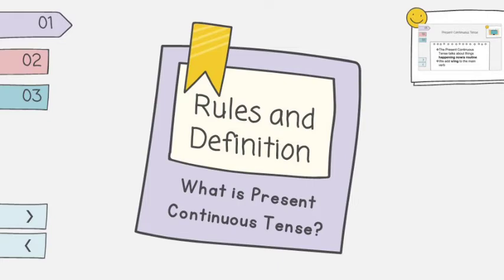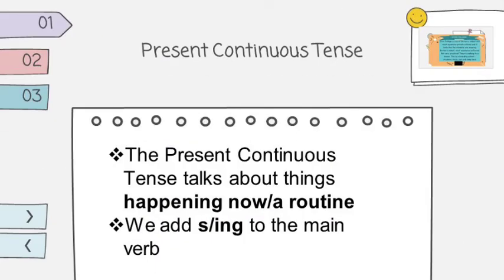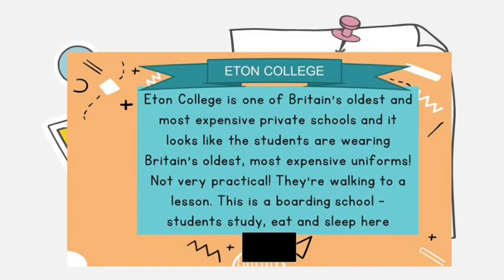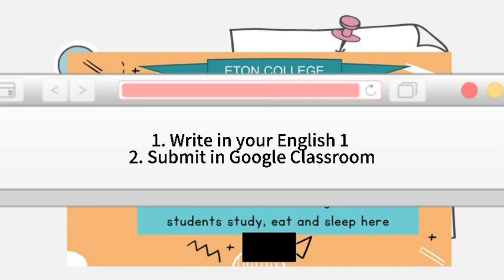Let's get to know what present continuous tense is. The present continuous tense talks about things happening now or a routine. Then we add s or ing to the main verb. So we add s for present simple tense, while we add ing for the present continuous tense. Now look at the text above. I want you to read and identify the present continuous tense and the present simple tense. For example, I give you one. Number one, it is wearing. So I want you to list them down in your English book and send it in our Google Classroom.